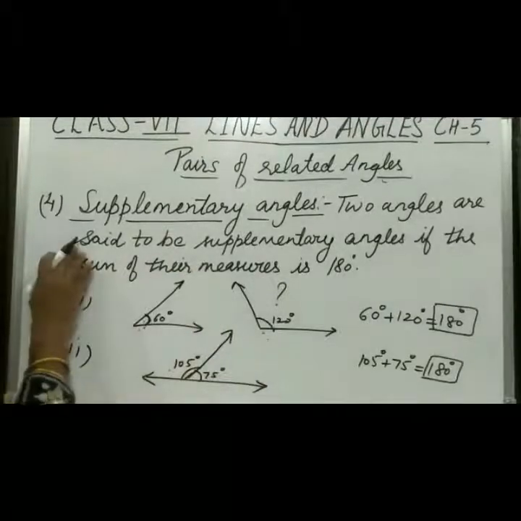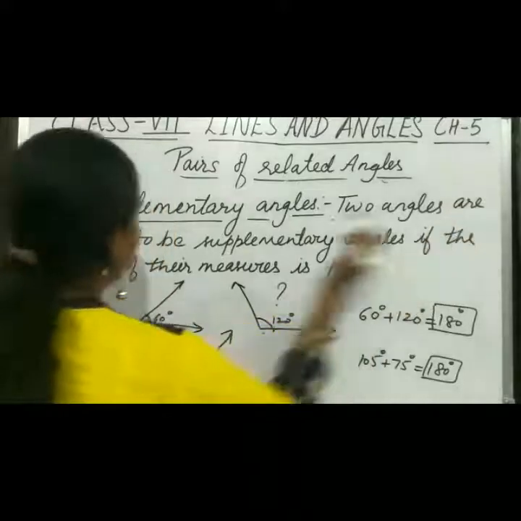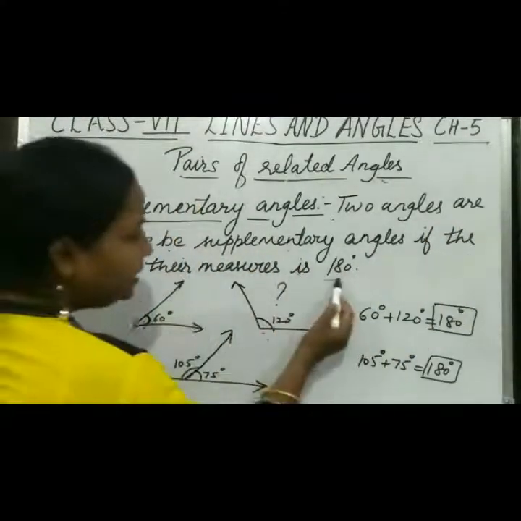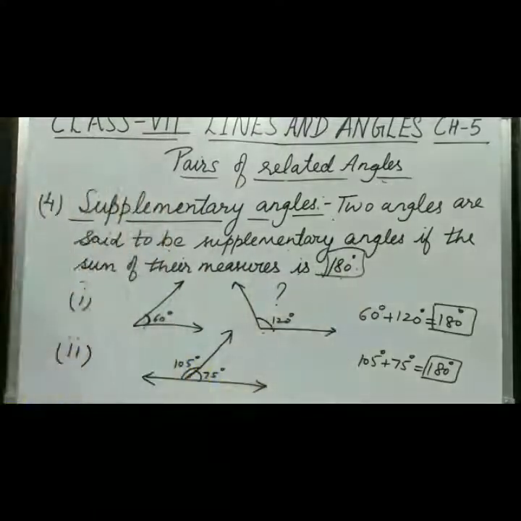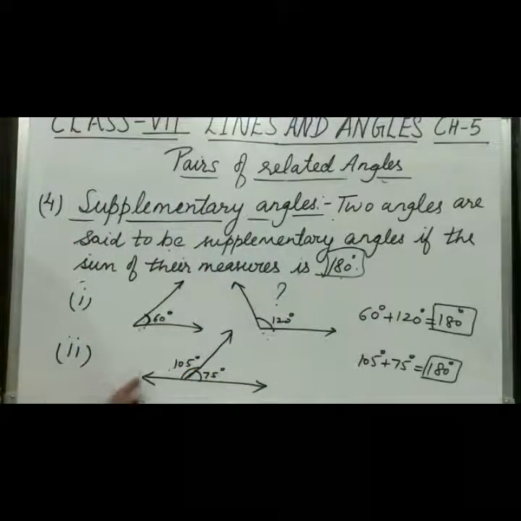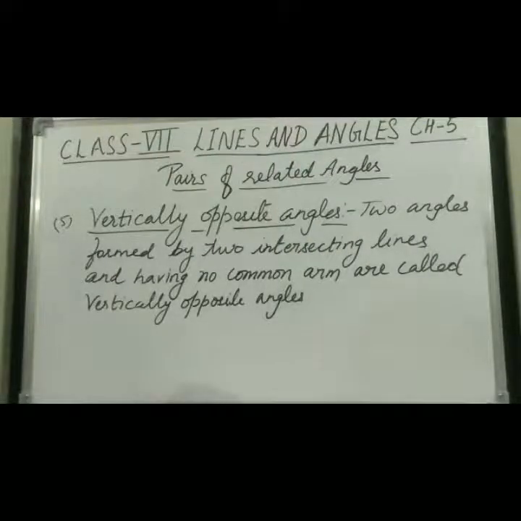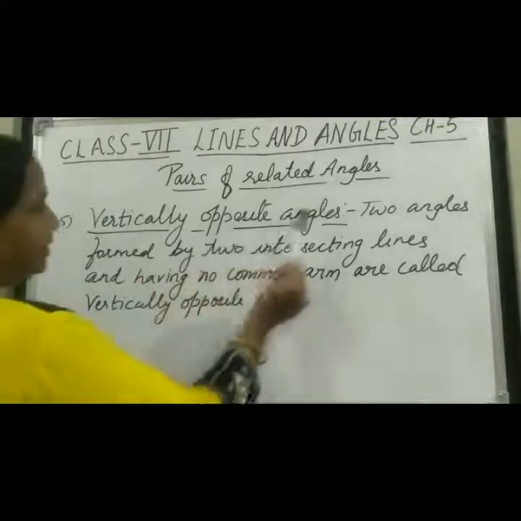So let's come to the definition. Two angles are said to be supplementary angles if the sum of their measures is 180 degrees. I think the concept is clear to you. Move to the next point. Now the next concept is vertically opposite angles.